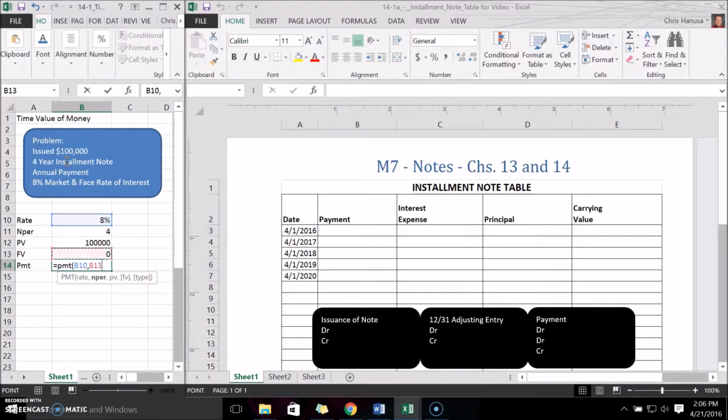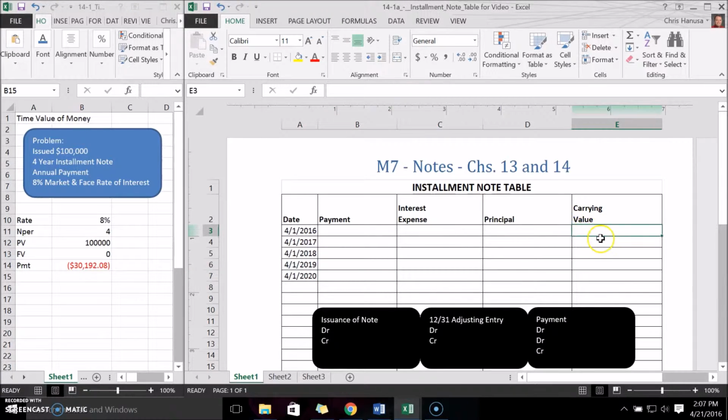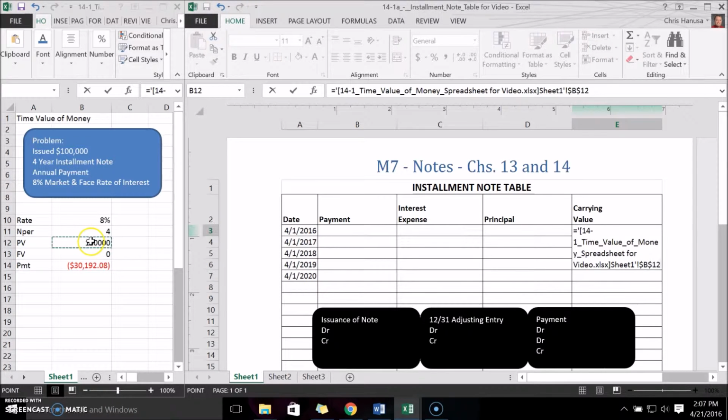So there's our rate, there's our periods. Once we have PV, we don't really need anything else. We'll close it off and be done. And you can see we are making $30,192.08 payments. Now over on the right side here, we're going to fill out our table. We know the carrying value at the beginning of our note is the same as the amount that we are issuing the note for, so it's actually the same $100,000.